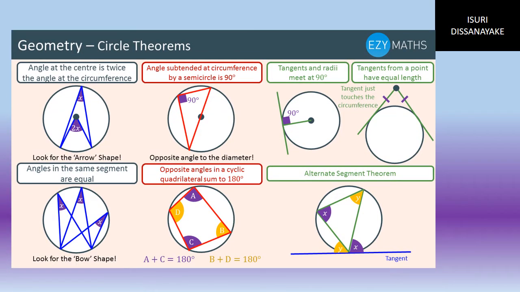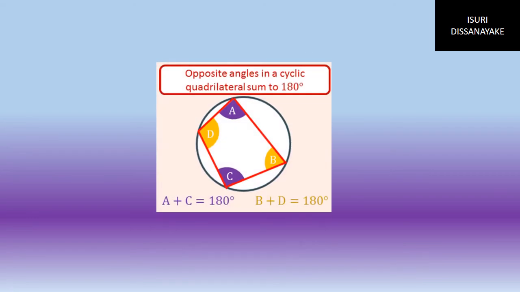Circle theorems. In this video, I will discuss that the opposite angles in a cyclic quadrilateral sum to 180.